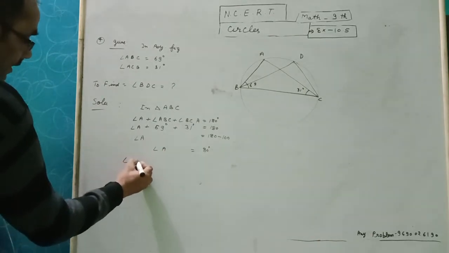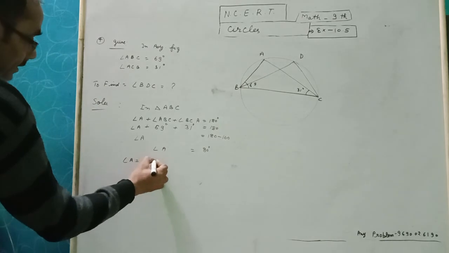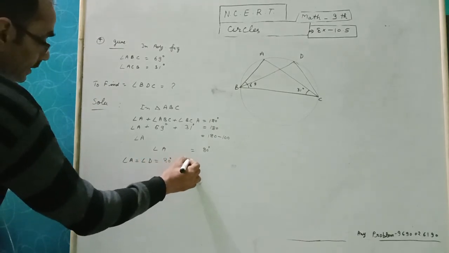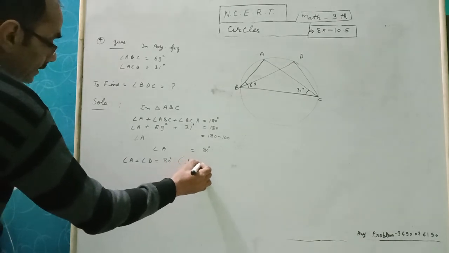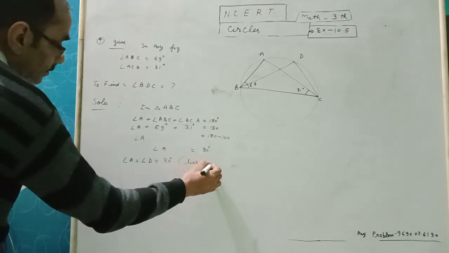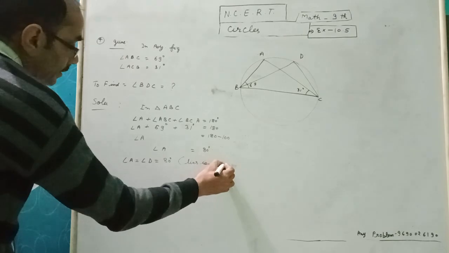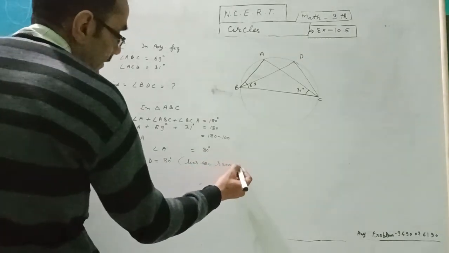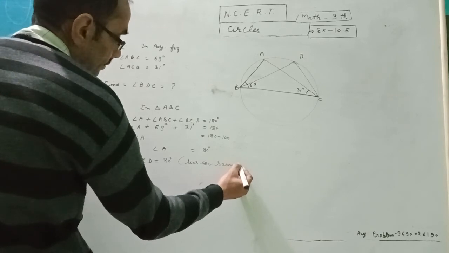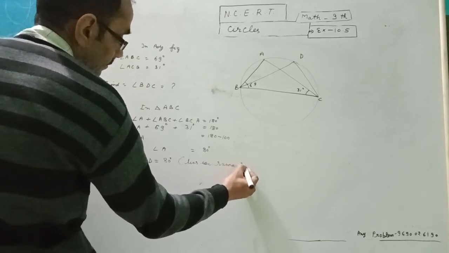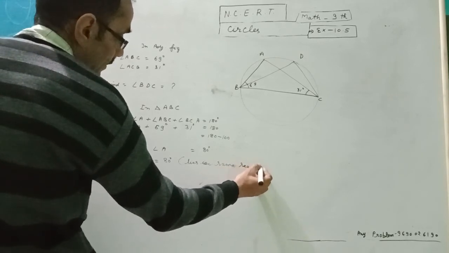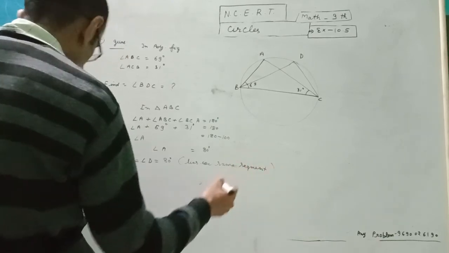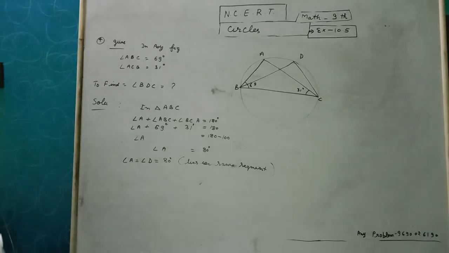Angle A is equal to angle D is equal to 80 degrees. Both lie on the same segment. Both angles lie in the same segment part, circle part. Question number 4 is complete.